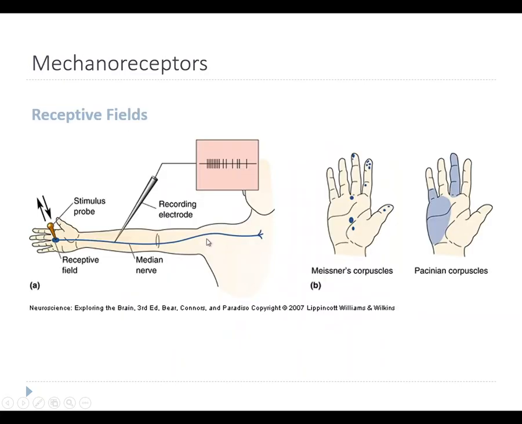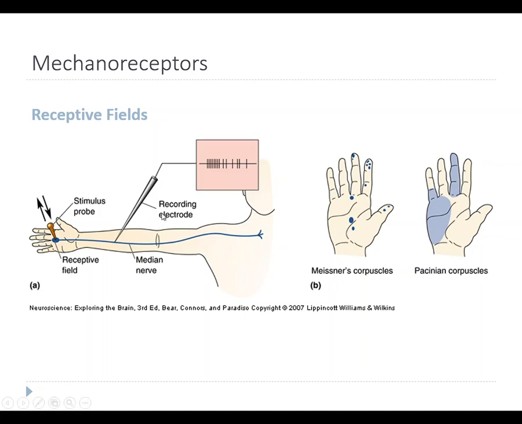And so each receptor, in addition to having different positions in the skin, different depths, has different receptive fields. A receptive field is something we've talked about before, and every sensory system, or every part of a sensory system, has a receptive field. It just refers to the area of the sensory surface that a given neuron is activated by.